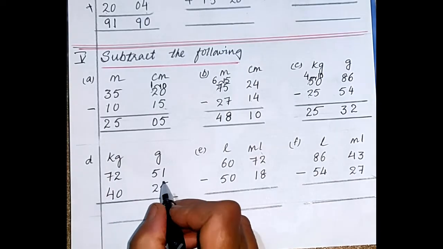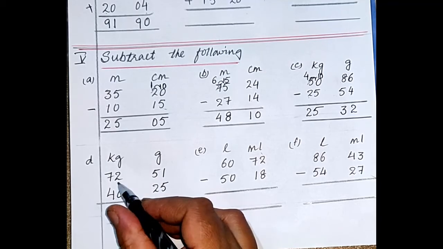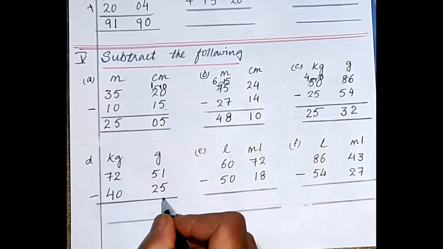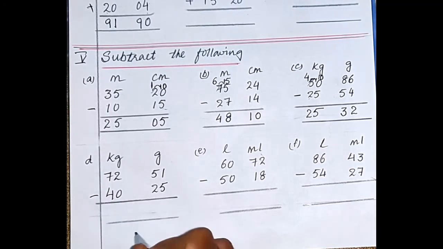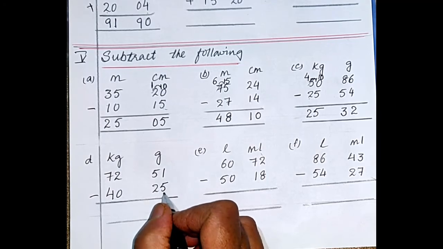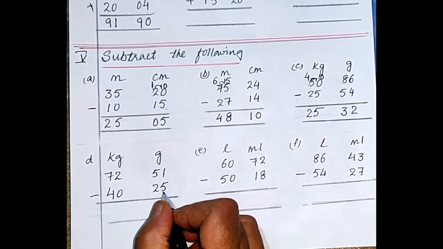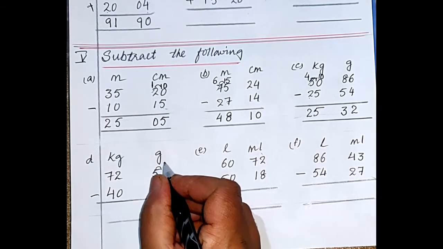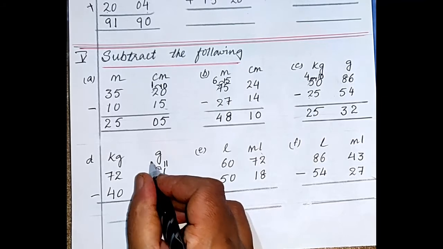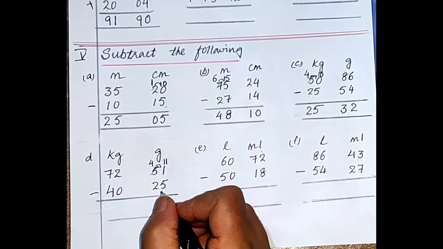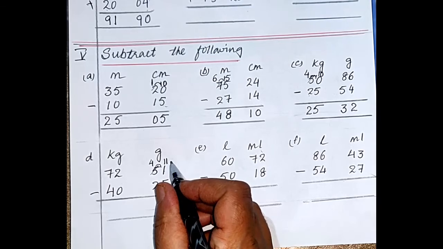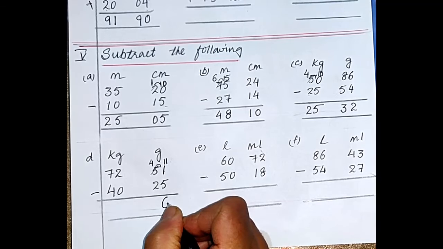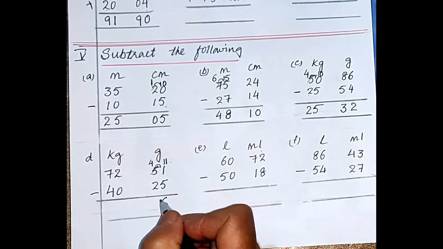One more sum I will show you. 72 kg 51 gram minus 40 kg 25 gram. Okay, from 1, 5 will go? No, from the small number we cannot subtract a big number. So we need to borrow from here. This will become 11 and this will become 4. Right? Now count after 5 till 11. After 5, 6, 7, 8, 9, 10, 11. 6 is left here. Now 4 minus 2 is 2.